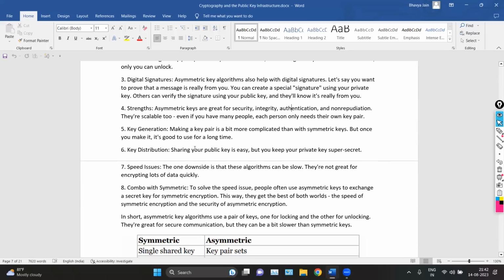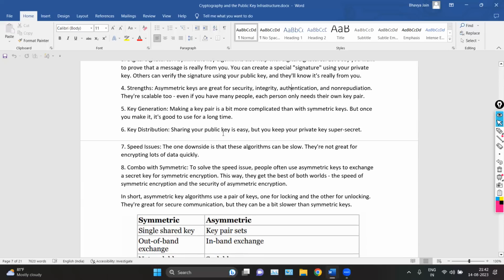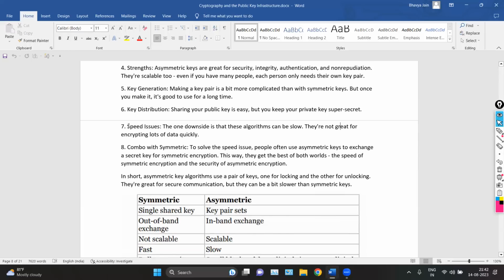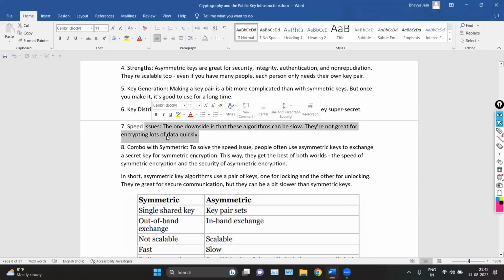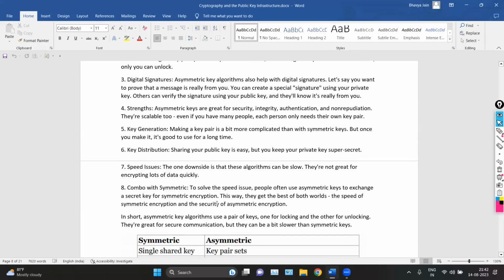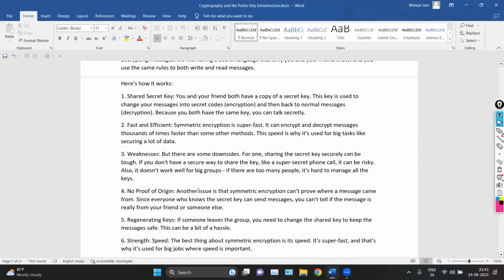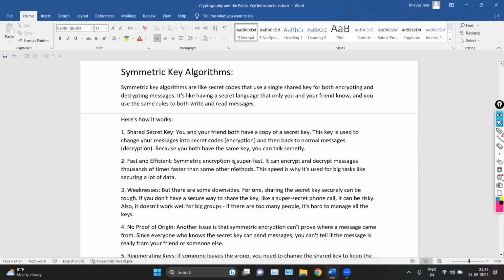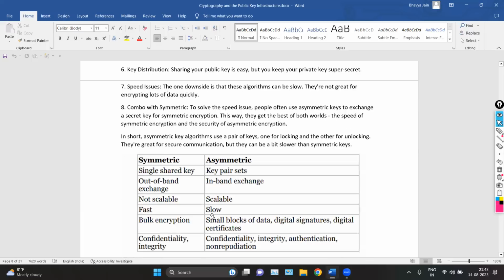Then we have key distribution. Sharing a public key is easy, but you have to keep your private key super secure. Now here's a speed issue. This is the weakness. The one downside is that these algorithms can be slow. There's no good fit for encrypting lots of data. So this is the speed issue. You should know the weaknesses and the benefits, the advantages and disadvantages, of asymmetric and symmetric keys, because they may come in the exam.